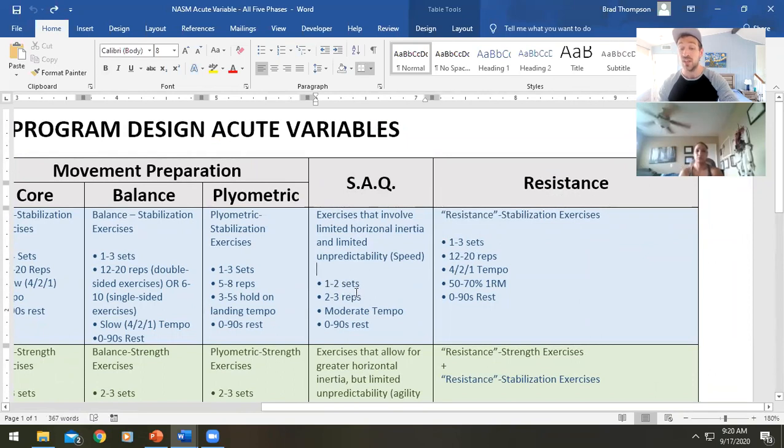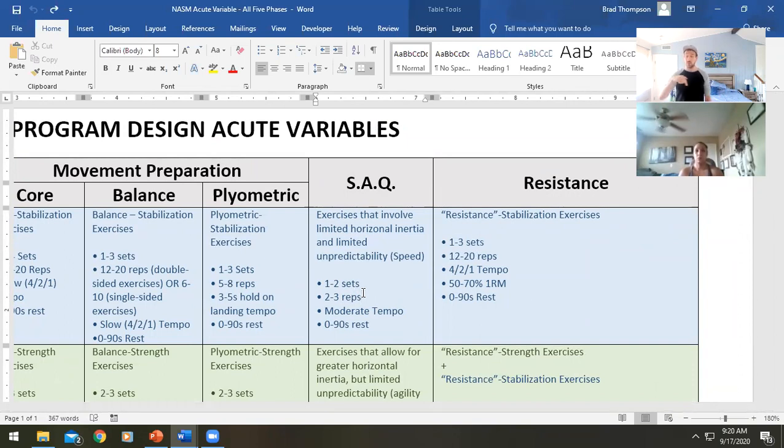So that's 1 to 2 sets, 2 to 3 repetitions, which means if you set up a speed ladder and had your client sprint and go through the speed ladder, they would sprint to the cone, turn around, a little directional change, and then go through the speed ladder again. And you'd have them do 2 to 3 repetitions of that.